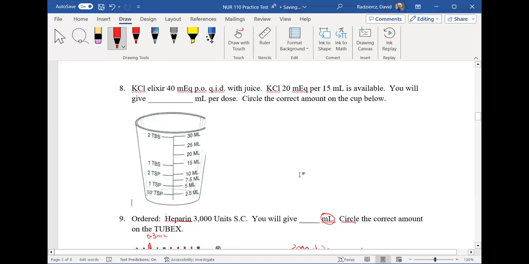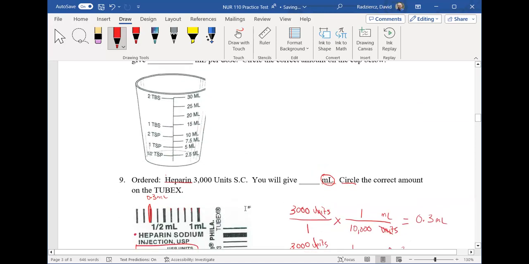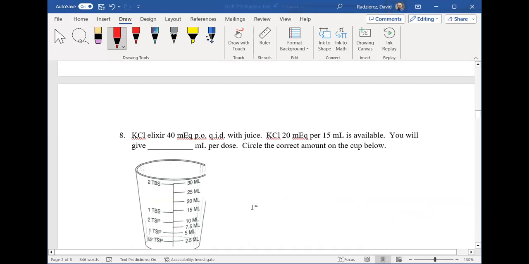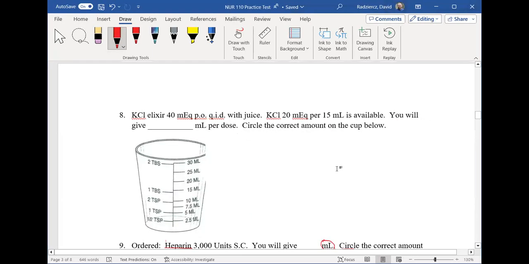So anytime you see a cup or a picture of a syringe or something like this down here, like a Tubex, make sure you're marking those things. Because it'll even tell you to circle the correct amount, or if it's on Blackboard, it'll ask you to place a marker on it. This is another area where students get things wrong, because you forget to mark the cup and then they'll mark it wrong.